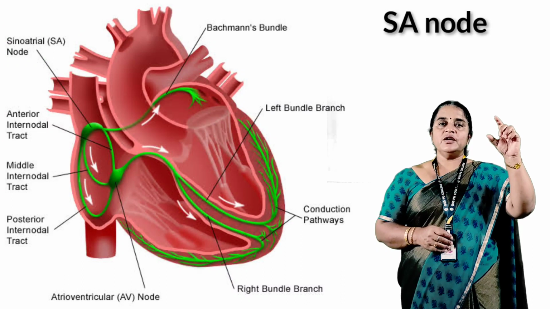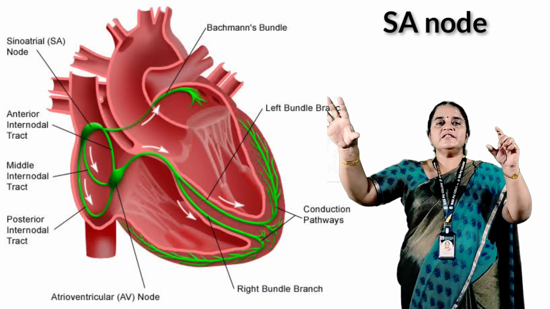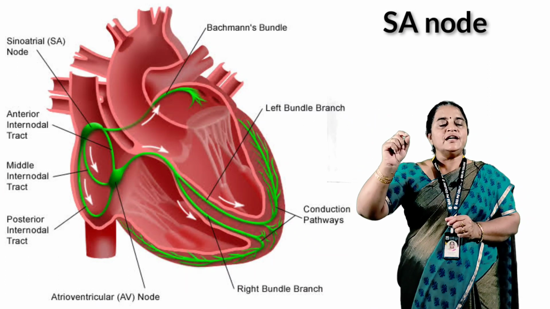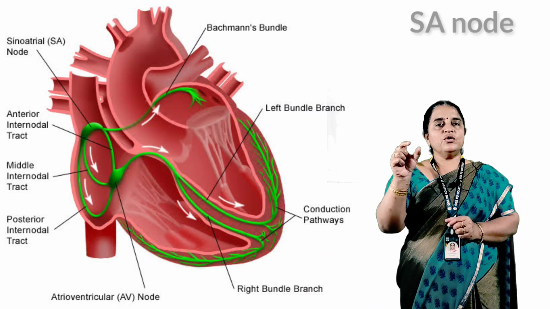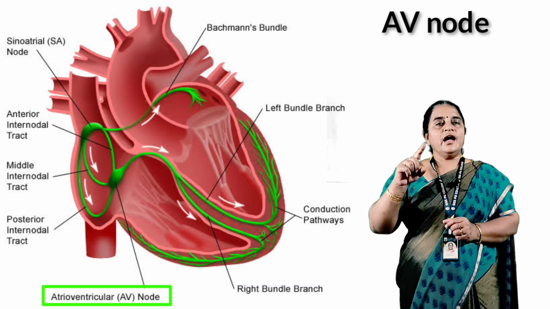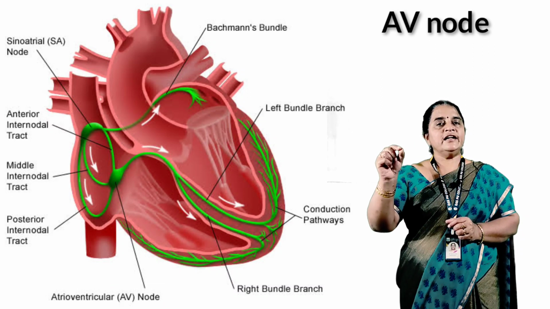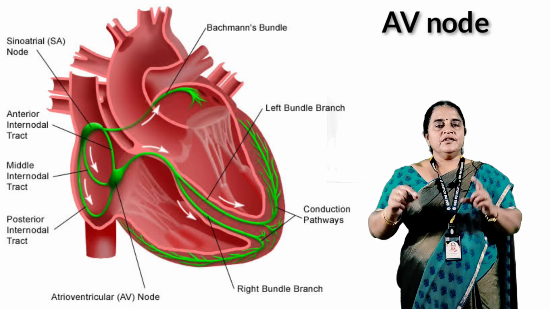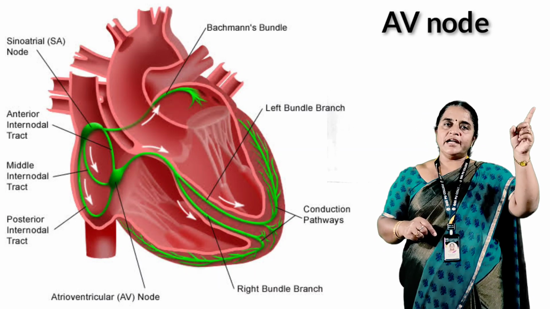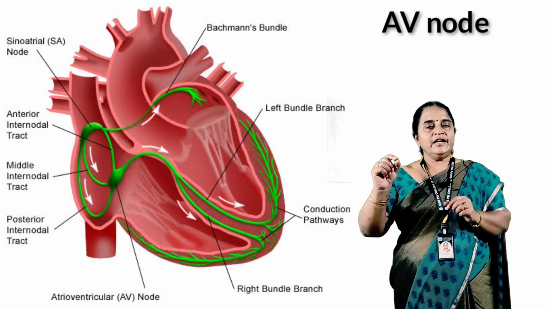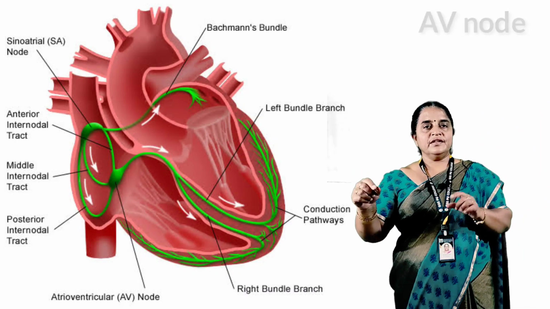This SA node gives atrial fibers in the wall of both atria. They are directly or indirectly connected to one more node known as AV node, atrioventricular node, which is present in the right atrium in the left corner. So SA node in the right atrium, right corner; AV node, right atrium, left corner.